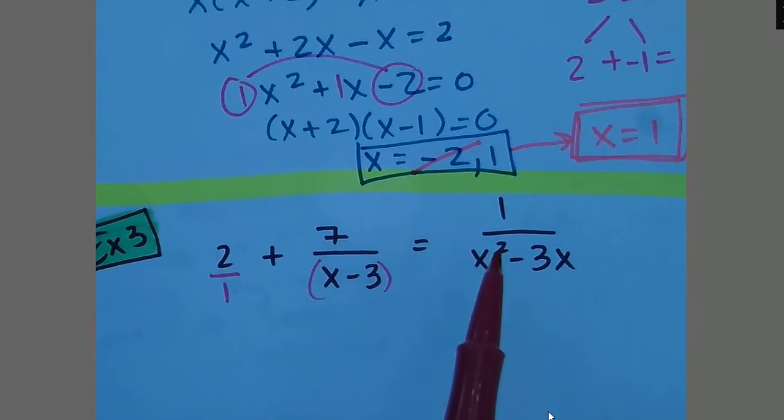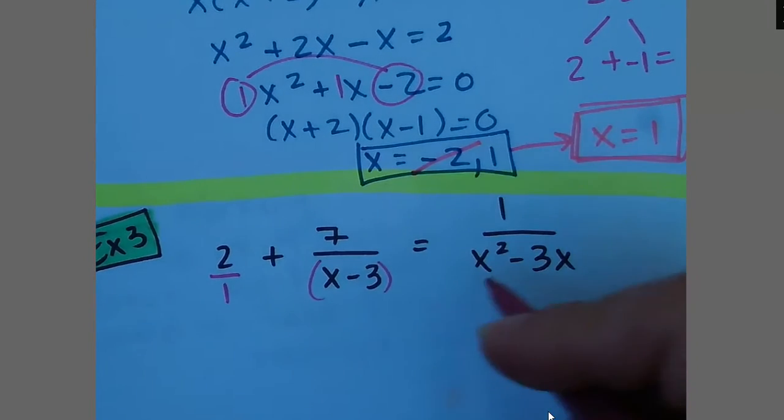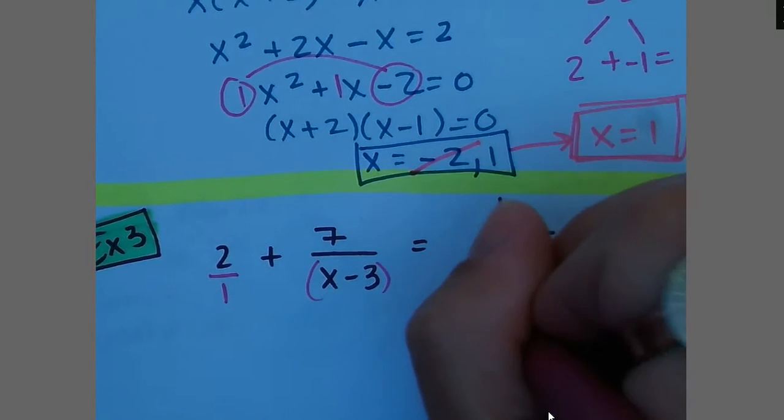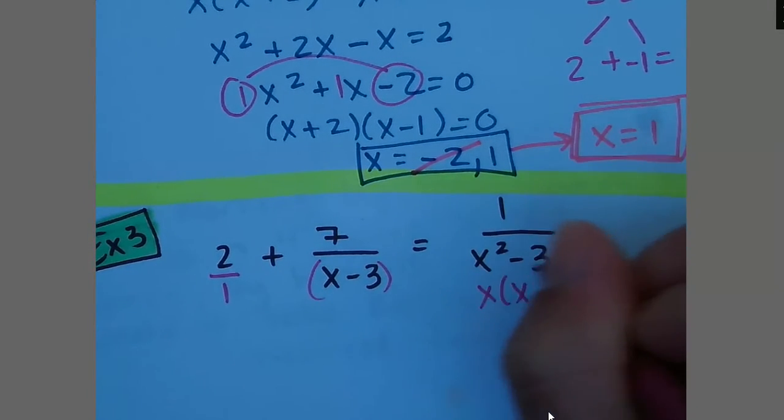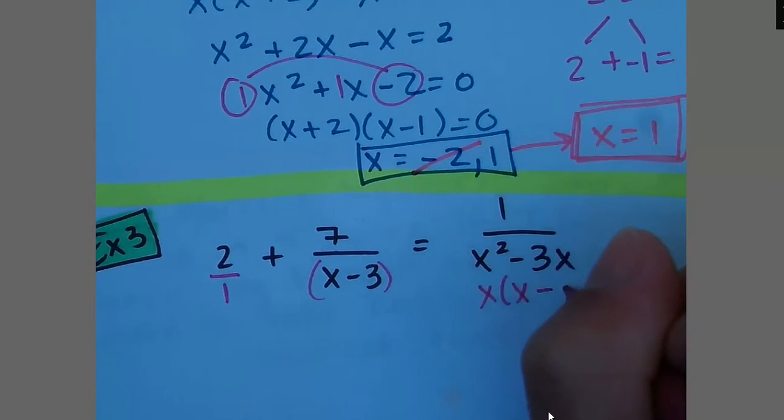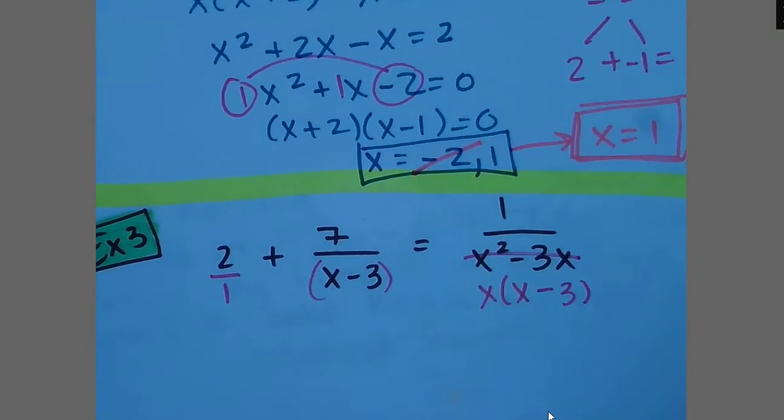First thing you want to look at whenever you're factoring is, can I pull anything out? Yes, you can. Both of these have an x in them, so I'm going to pull out x. X squared divided by x is just x. Negative 3x divided by x is negative 3. So that is going to become x times x minus 3.